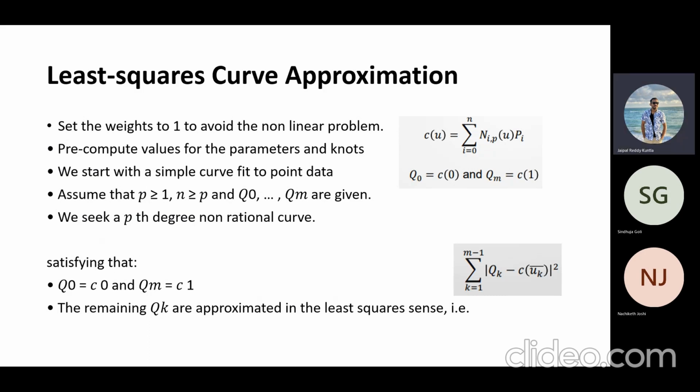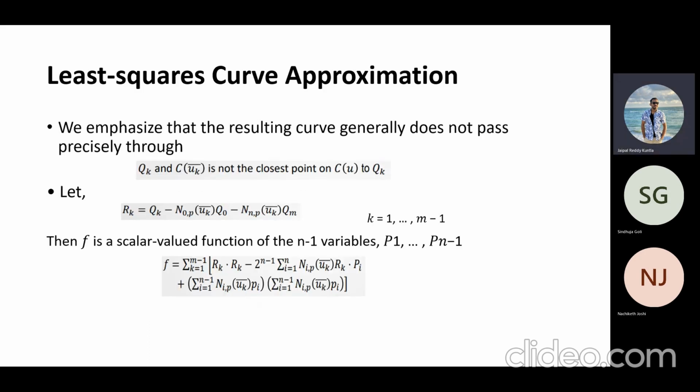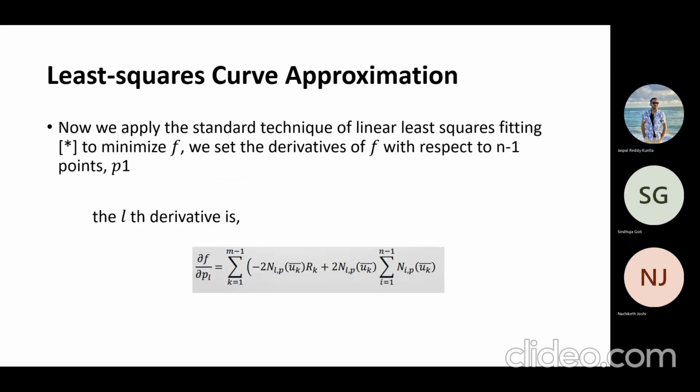We start with a simple curve to fit the point data, and then we emphasize the resulting curve generally does not pass precisely through them. So the equation goes like Rk equals Qk minus N0,p(uk) Q0 minus Nn,p(uk) Qm, where k lies from 1 to m minus 1. The simpler equations follow like that, as shown in the slides.